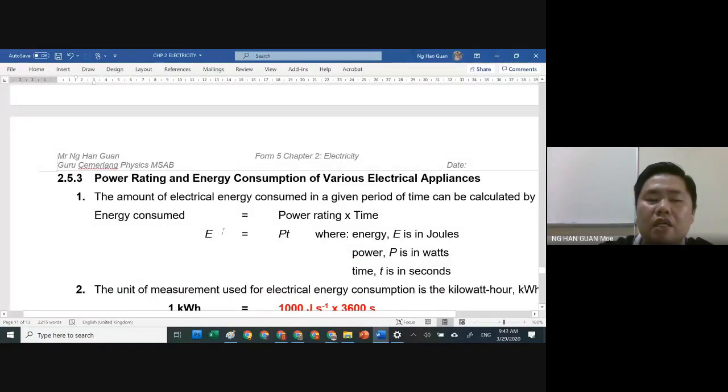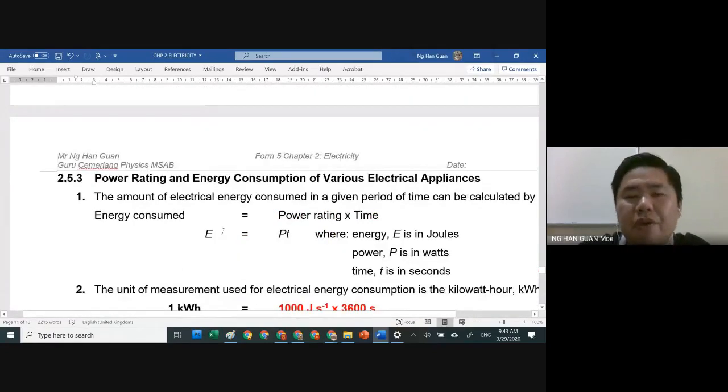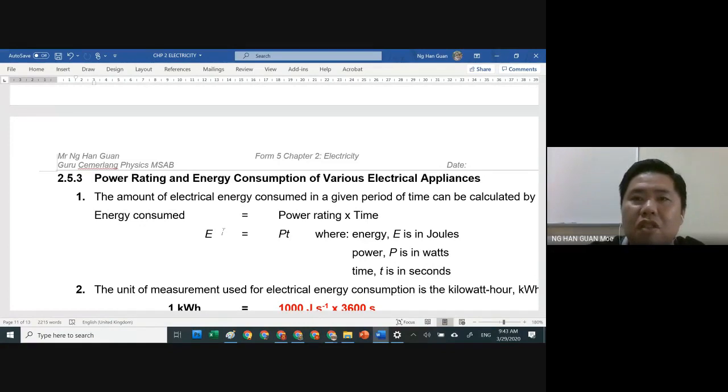And in the same chapter we are also going to calculate the power rating and also the energy consumption. So especially now it's very important for you to know how to calculate the electricity cost. Recently, our PM announced that there will be a discount for the coming April electric bill. Many people don't know how the discount works, and they make many different assumptions.